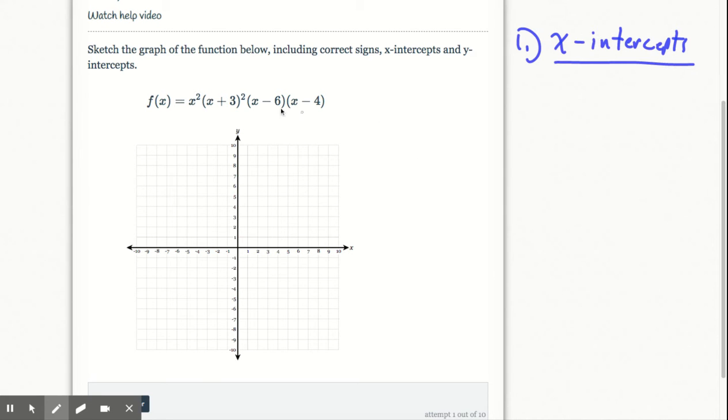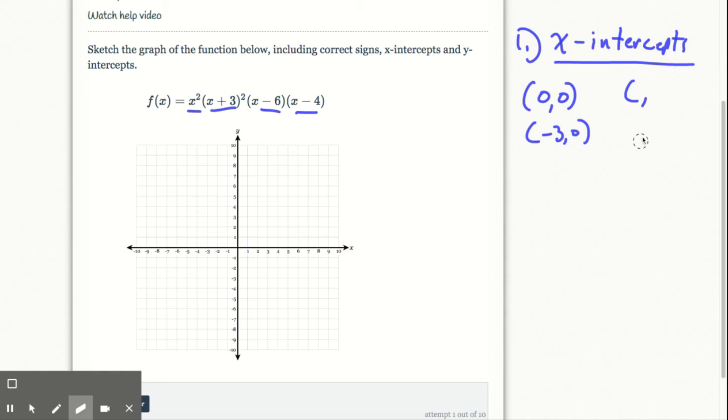What are our four x-intercepts from our 1, 2, 3, 4 linear factors in this polynomial? We'll have one at (0, 0) from the first factor. We'll have one at (-3, 0) from our second factor. We'll have a third one at (4, 0), and we'll have a fourth one at (6, 0). Those are our four x-intercepts, and that's where we start. We know that to get full credit, we'll need to touch the x-axis here, there, there, and there.